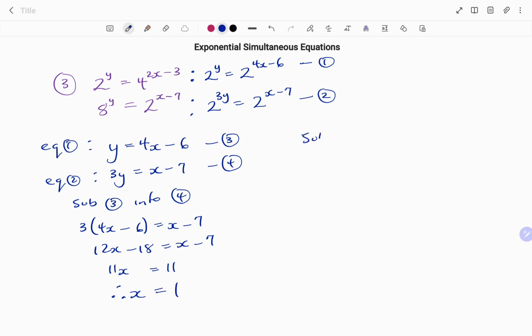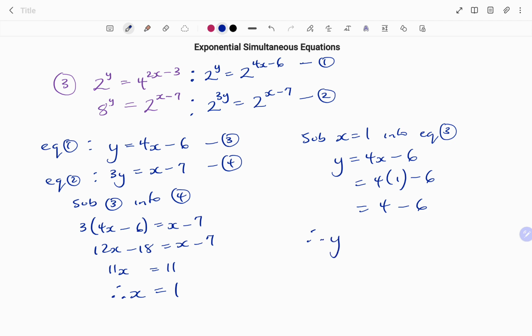So I'm going to substitute x equals 1 into equation 3. Equation 3 states that y equals 4x minus 6, and because x is 1, that will be 4 times 1 minus 6, which equals 4 minus 6. Therefore, my y equals minus 2.